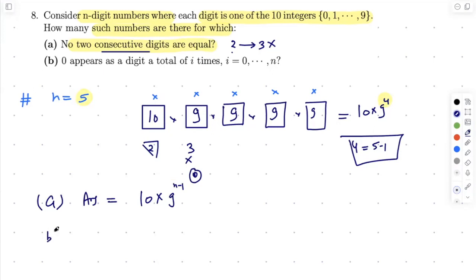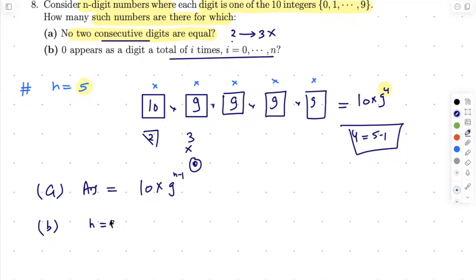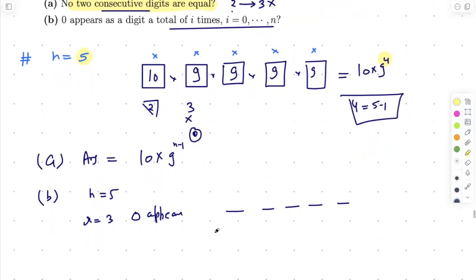Now let us talk about the B part. What is the situation if 0 appears as a digit a total of r times? Out of n places, just suppose for example n equals 5, and I assume that r equals 3, so 0 appears 3 times. So 1, 2, 3, 4, 5 places are there, and 0 appears at 3 places. I do not know at which places 0 is appearing. So how many ways are there to place 0? The answer is, out of 5, choose 3 positions. So let us choose 3 positions: 0, 0, 0.